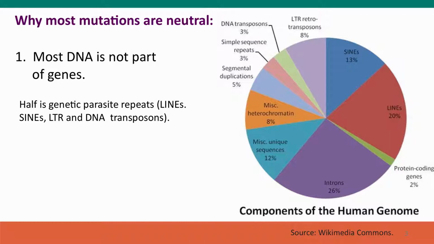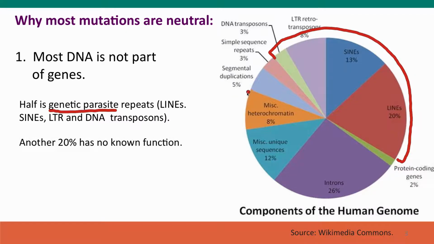We could draw a similar genome for most other plants and animals because humans are really fairly typical. So the first point is most DNA is not part of genes. Half of our DNA is the kinds of sequences that are called genetic parasite sequences. They're repeated sequences we have many copies of, different categories called LINEs and SINEs and LTR transposons. We'll talk more about these later in the course. The main point now is that they don't do anything to serve the functioning of the organism.